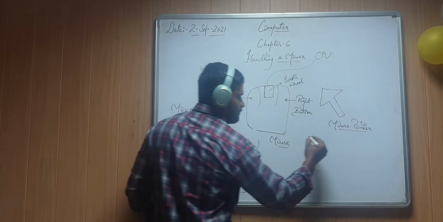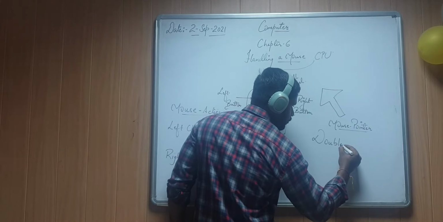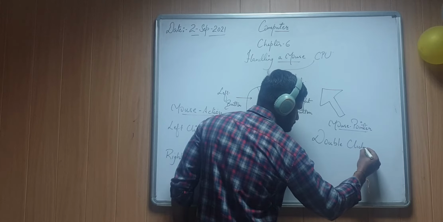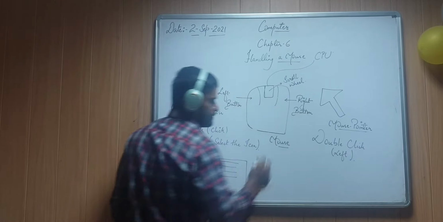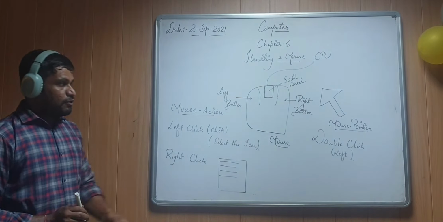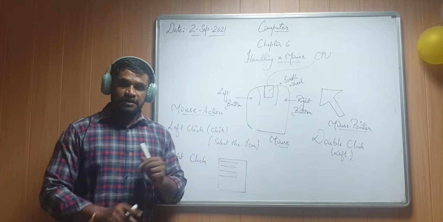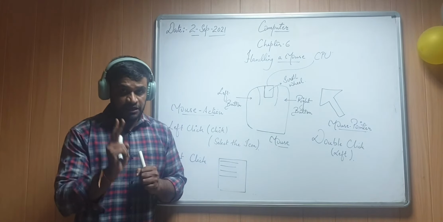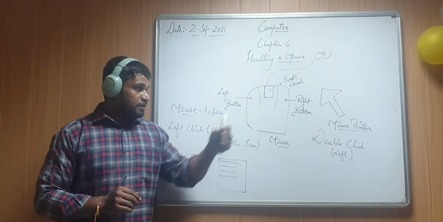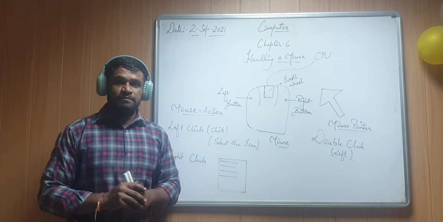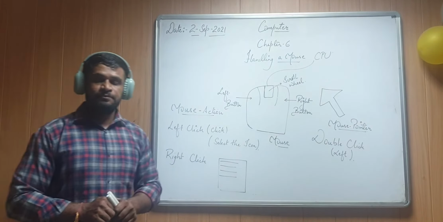After that we have the double click, and double click is by using your left button. Double clicking means when you click the left button 2 times simultaneously, click, that's the double click. Again, when you press the left button of the mouse for 2 times continuously, that's the double click.